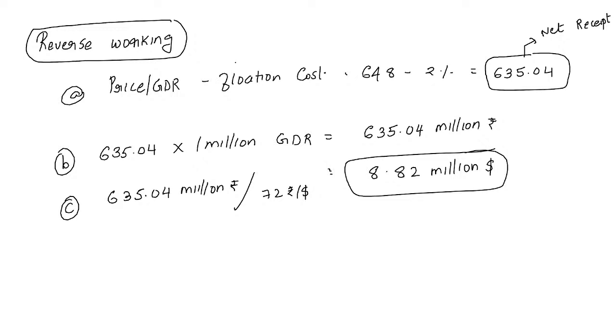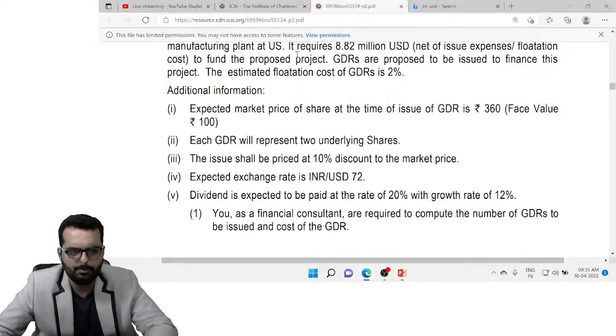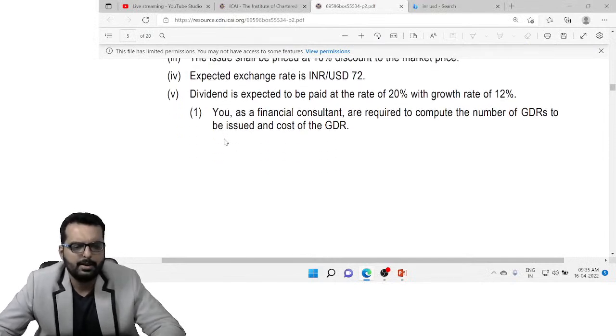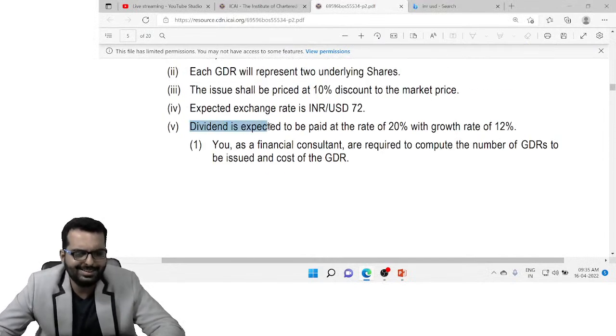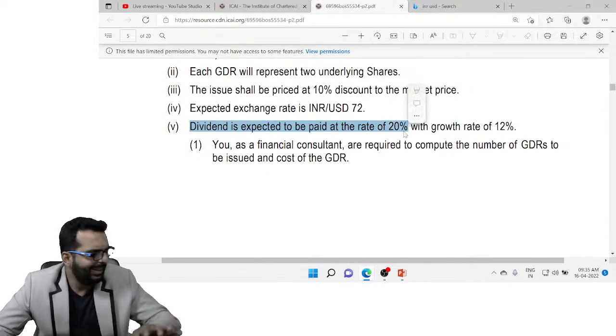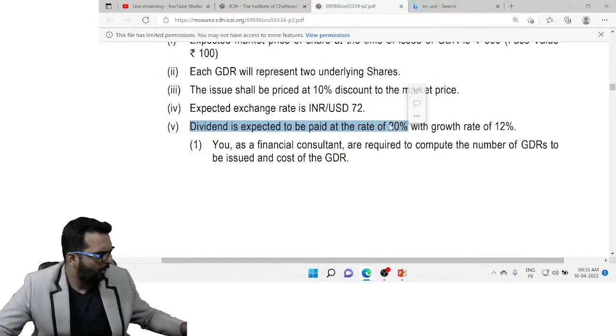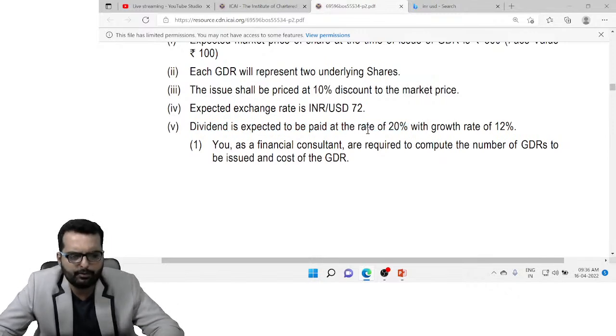I believe you're done writing this also, friends. I'll go to the next part now. If you're done with this part, now we'll read the next part. Dividend is expected to be paid at a rate of how much percentage have they told over here? 20%. So let us go and find out the amount of dividend also.